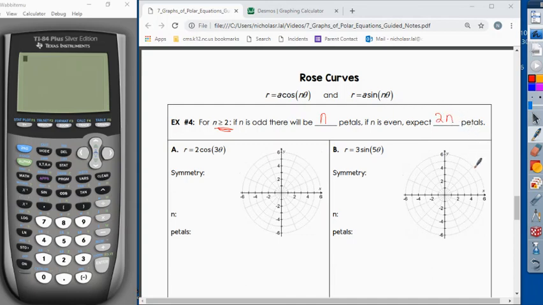Let's look at some examples here. R is equal to 2 times the cosine of 3 theta, because we have cosine. Our symmetry will be at the x-axis or the polar axis.